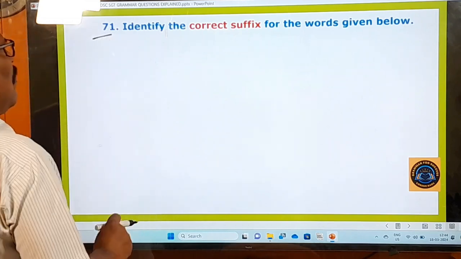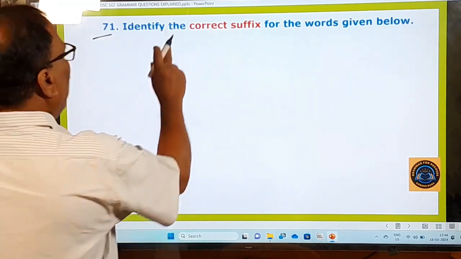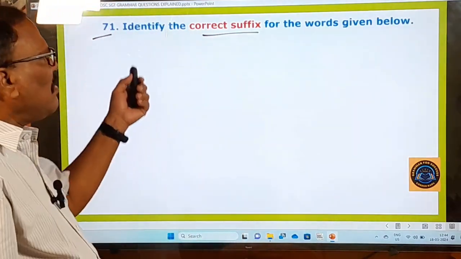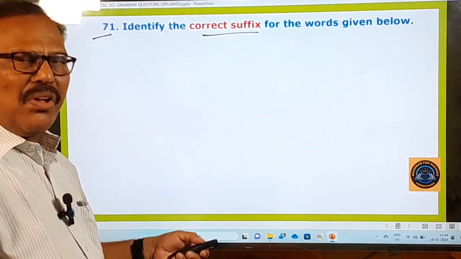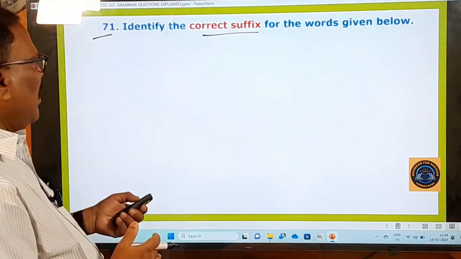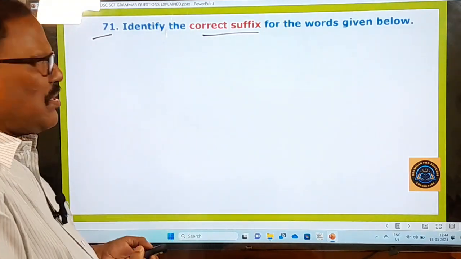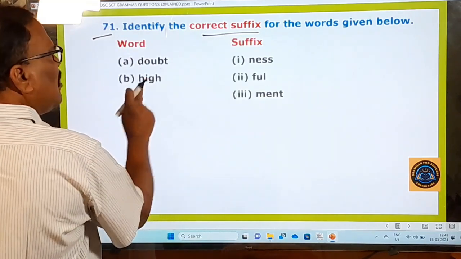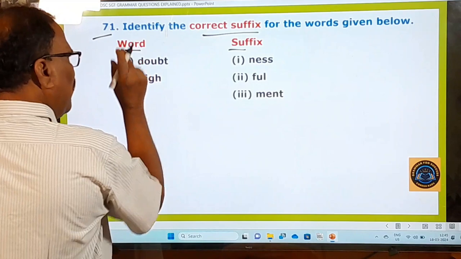71st question. What is the 71st question? Identify the correct suffix for the words given below. What are the words and what are the suffixes given below? Let us see how to match them meaningfully and grammatically also. Here are the words and these are the suffixes.